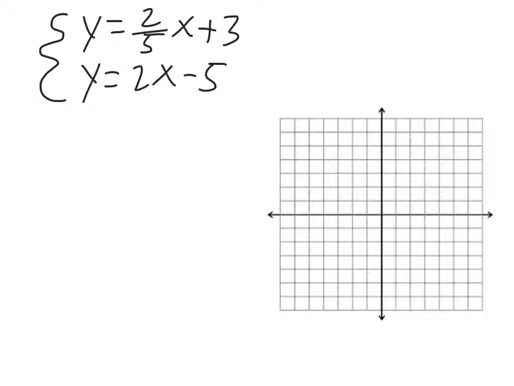So first, let's graph them. Let's look at the first equation, and just so we can tell the equations apart, I'm going to put the first equation in red and the second equation in blue, and just mark those so we know which is which. So the first equation, we have 2/5 x plus 3. The plus 3 is your y-intercept, remember? So we need to go up 3 and plot our first point.